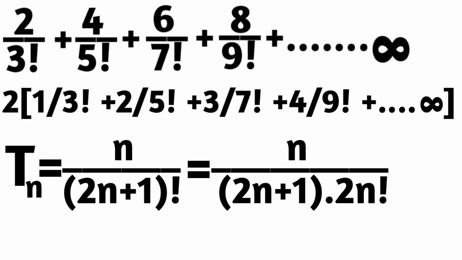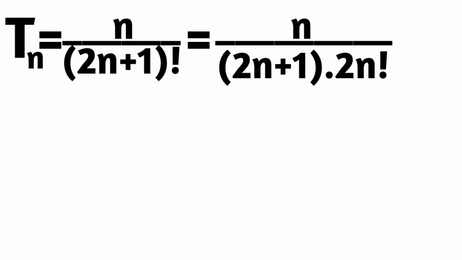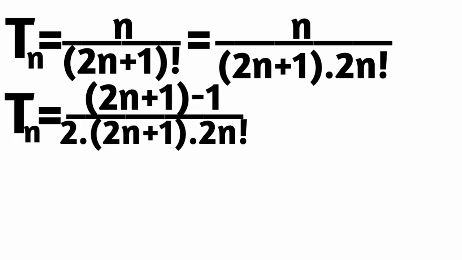And here we can see that the nth term of the given new series will be n divided by factorial 2n plus 1, which can also be written as n divided by 2n plus 1 into factorial 2n, where n is the number of the term of the given series. We can also write the nth term in another form, which is 2n plus 1 minus 1 divided by 2 into 2n plus 1 into factorial 2n.